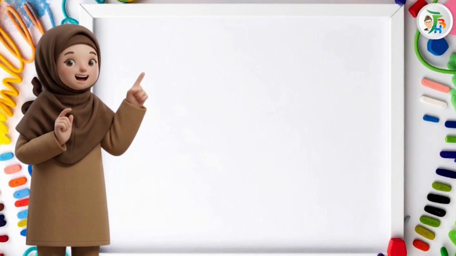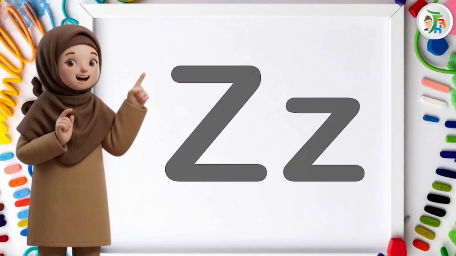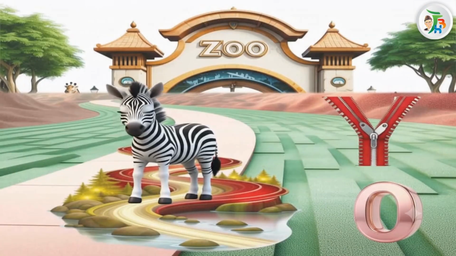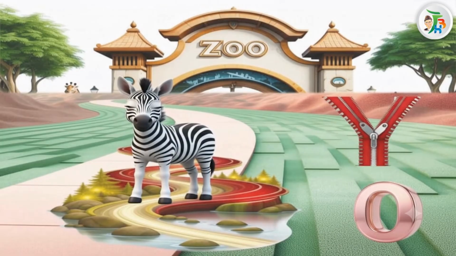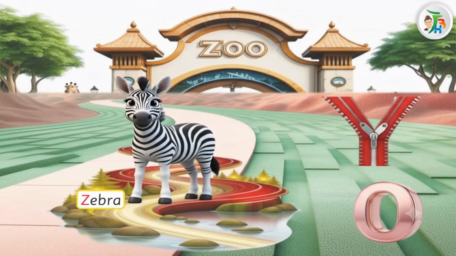Hello children! Today we are going to learn the letter Z. Let's look at the picture and learn the words that start with the letter Z. Z for zebra. Z for zoo.